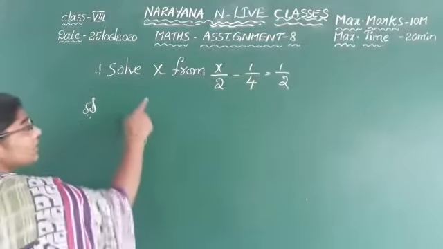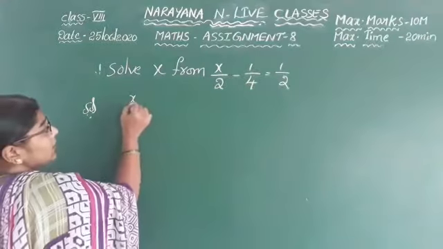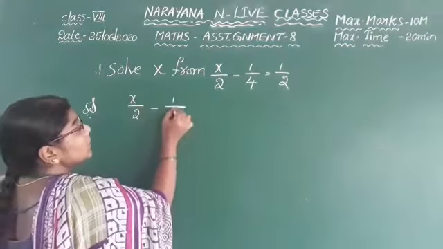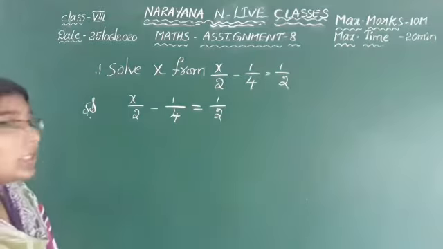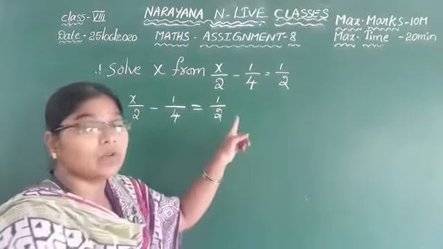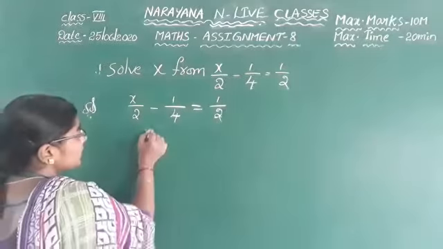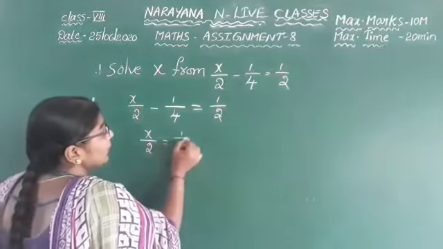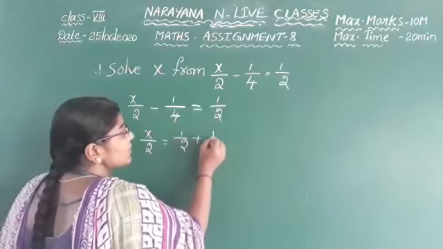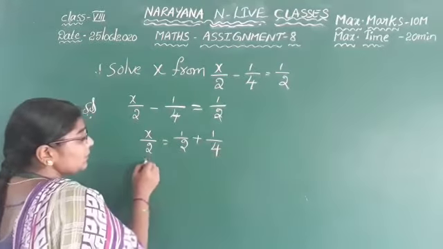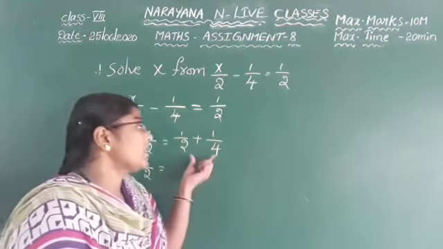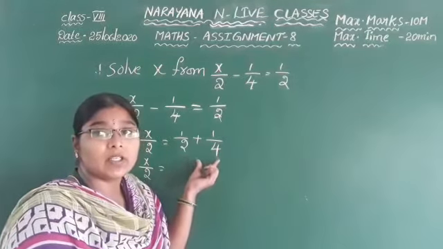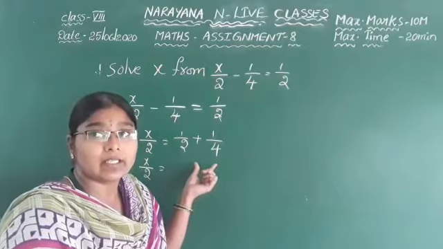What is given in the question first of all? x by 2 minus 1 by 4 is equal to 1 by 2 is given. Here first we transpose the minus 1 by 4 to the RHS side. That means it is going to the RHS side as plus 1 by 4. Now we look at the denominators. Different denominators or same denominators? Different denominators.